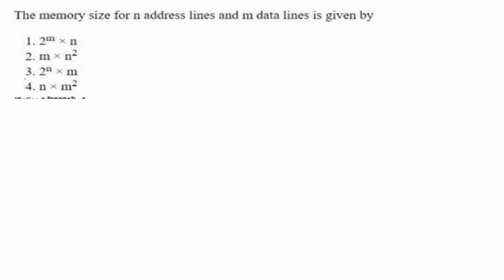The next question is, the memory size for n address lines and m data lines is given by? This is a very standard formula: if we have n address lines and m data lines, then the memory size would be 2 to the power n, that is, 2 to the power of the address lines, multiplied by the data lines.